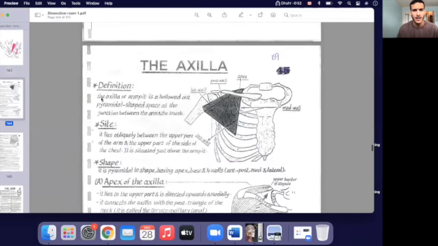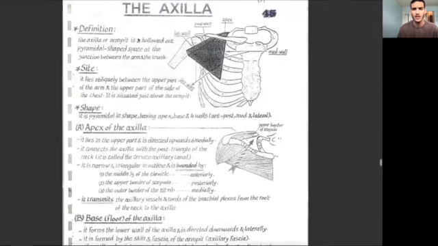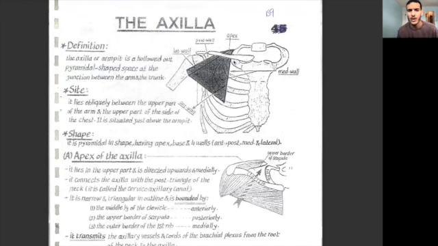Here, the axilla, as you all have seen me draw it right now, another name for it is the armpit. Basically, it is a hollowed out pyramid shaped space at the junction between the arm and the trunk. Okay, so that's the arm and that's the trunk, and so that space here is called the axilla. It lies between the upper part of the arm and the upper part of the side of the chest. It is situated just above the armpit.